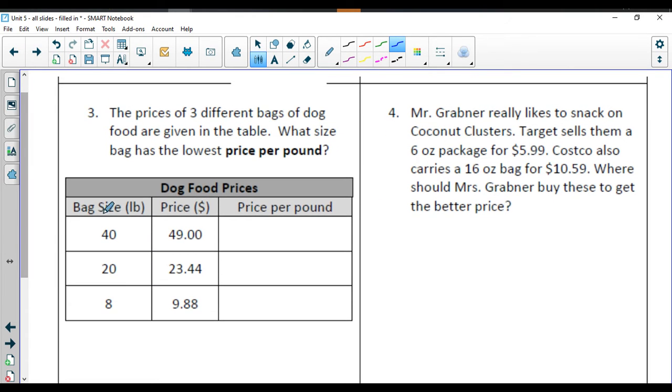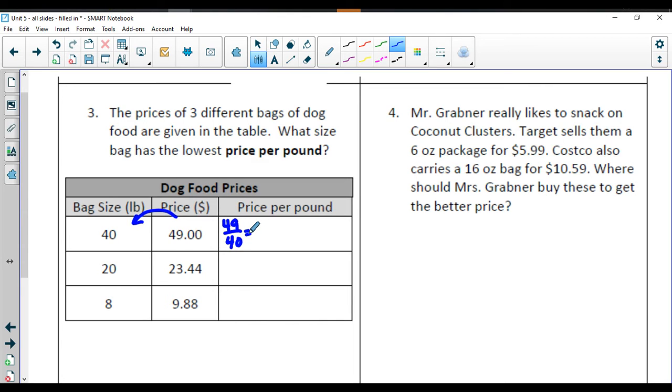In question number 3, the prices of 3 different bags of dog food are given in the table. What size bag has the lowest price per pound? So we're going to be doing dollars divided by the pounds. We're going to be kind of going backwards here. So this first one, I'm going to be doing 49 divided by 40.